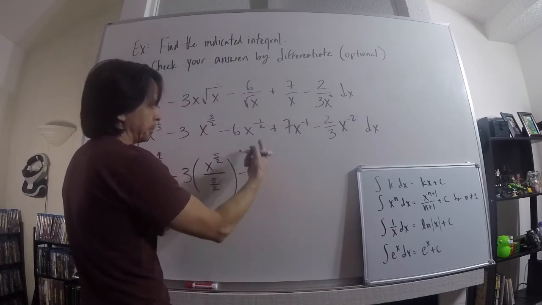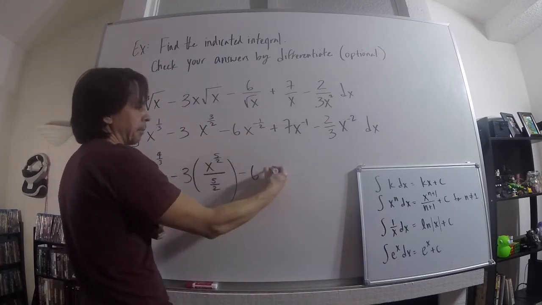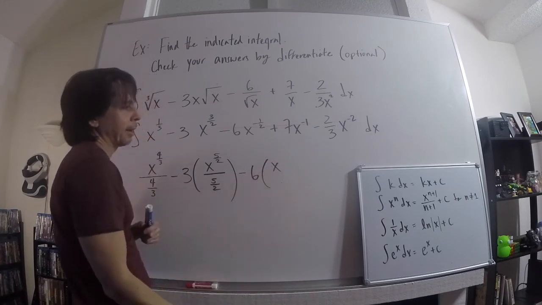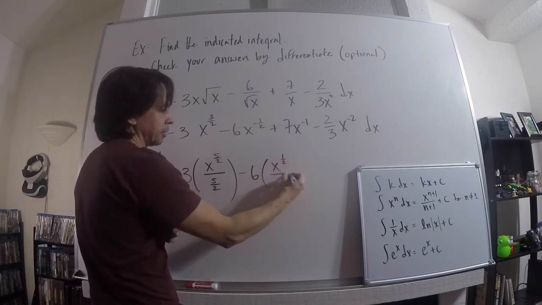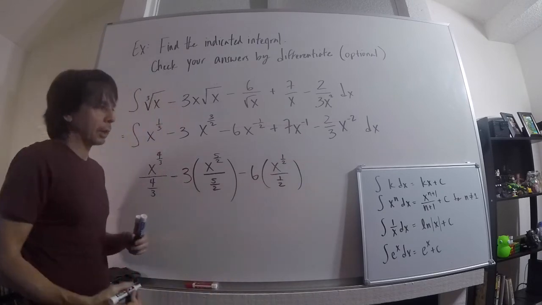Alright, minus 6. Be careful, this is a negative half, so when I bump that power up by 1, negative 1/2 plus 1 is a positive 1/2. And so x to the 1/2 over 1/2.